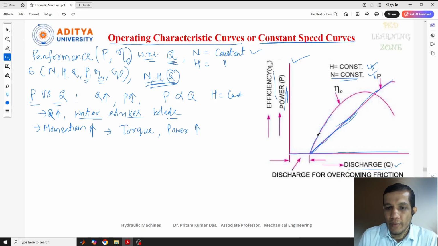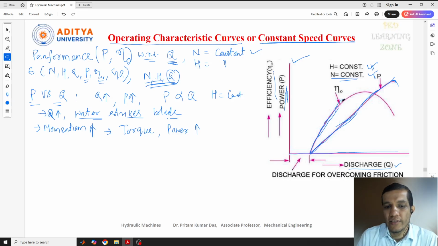Efficiency is similar: at initial conditions, efficiency increases with respect to discharge. Power will be continuously increasing, because how much discharge is given, that much power will be generated here. And after an optimum point, it started falling down. That's why this breaking point is given here. That means we can go maximum up to a limit.